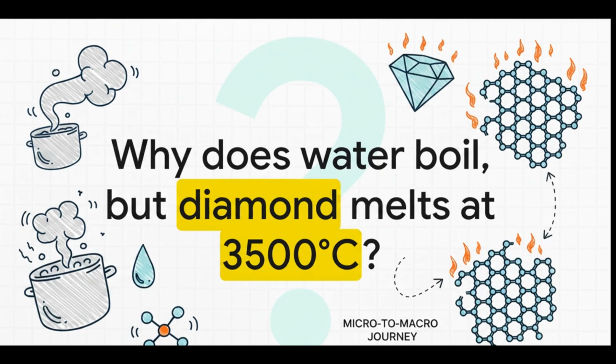So let's just dive right into a real-world mystery. Why does water, the stuff we drink every single day, boil away into a gas at just 100 degrees Celsius, while a diamond, a solid rock, needs a staggering 3,500 degrees just to melt? To wrap our heads around this massive difference, we've got to take a micro to macro journey. We need to zoom all the way down into the hidden architecture of atoms to see exactly how they connect.